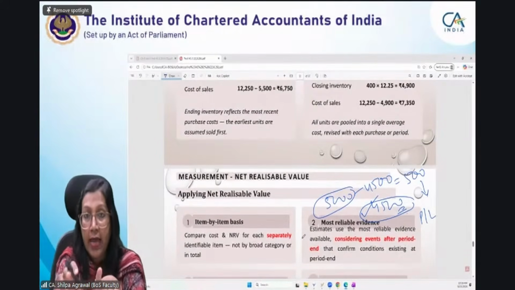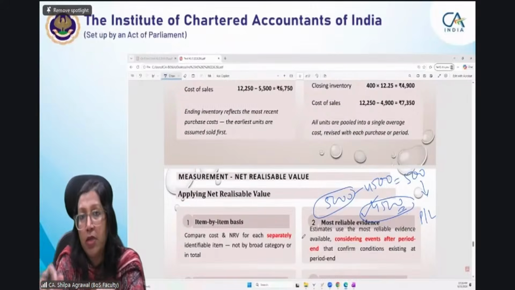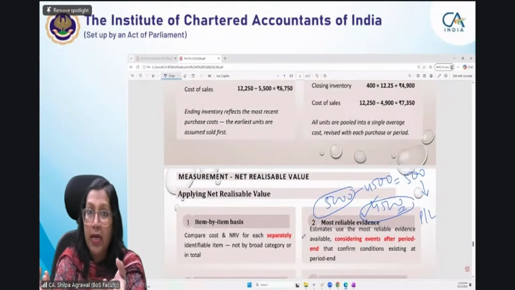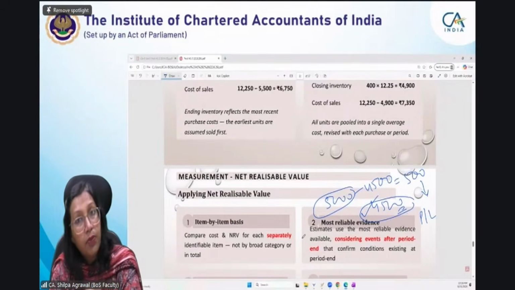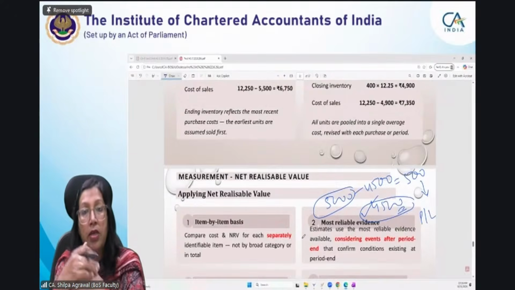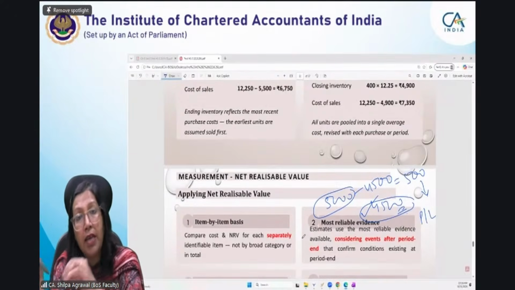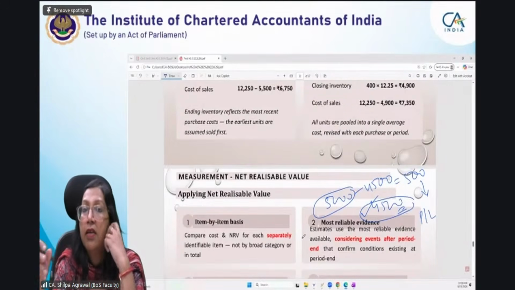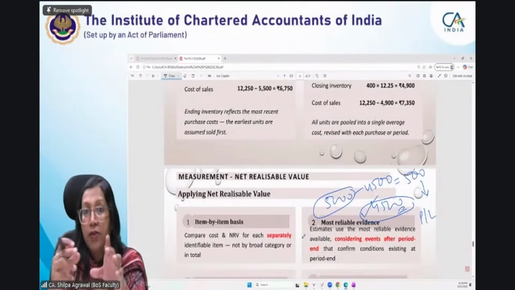Suppose in 2025 you did the measurement of 4,500 on 31st March. That inventory is a current asset, which means it should get sold, but somehow it was not sold. At the end of 2026, that is on 31st March 2026, it was still with the entity. At that time you checked it and found that yes, it can now be sold at a higher value, so you again remeasure it, you again identify NRV.